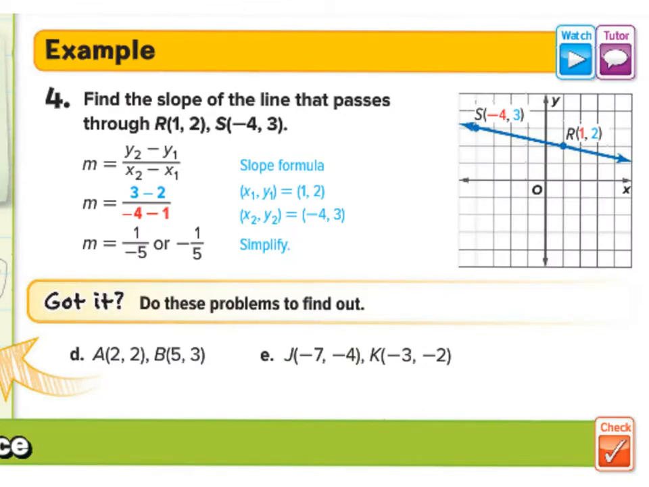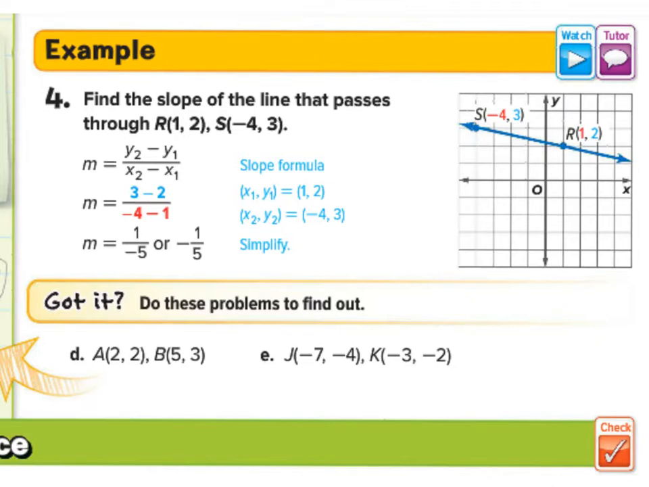Example 4. Now this is what a typical question in this chapter will look like. We will be asked to find the slope of a line that passes through, and then we'll be given the points. So here we have coordinate point R and point S with the ordered pair 1, 2, and the ordered pair -4, 3. As you can see, there's R and there's S. Okay, for S it went -4. See, it went 1, 2, 3, 4 to the left.